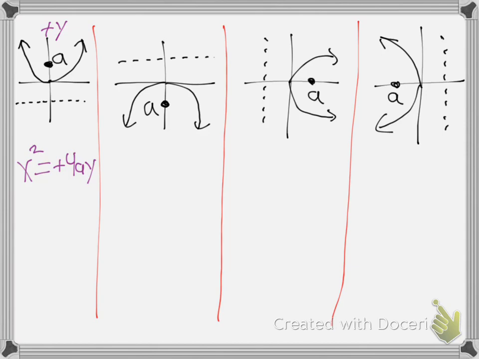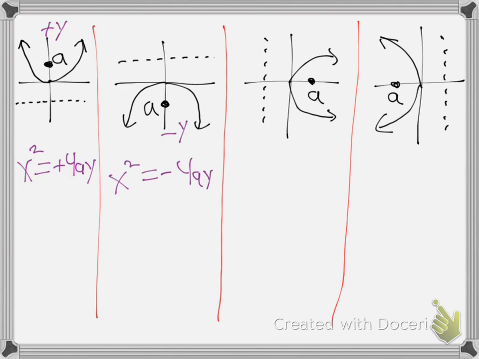So on the next one, what's the direction of the second one? Negative y, down, huh? So the right side is going to be what? Negative 4ay. It's negative y, down. The other side, it's got to be x squared.